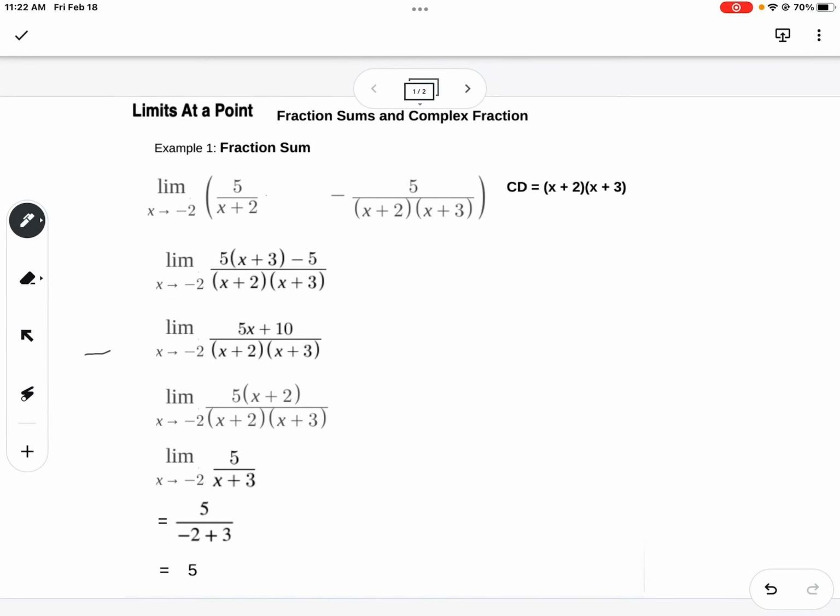We're going to do a screencast today on limits at a point, limits that cause point discontinuities, and look at simplifying them. We're going to look at fraction sums and complex fractions.